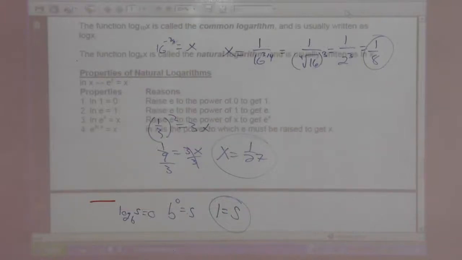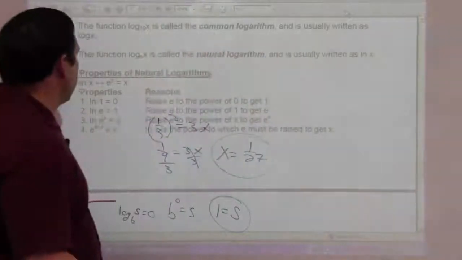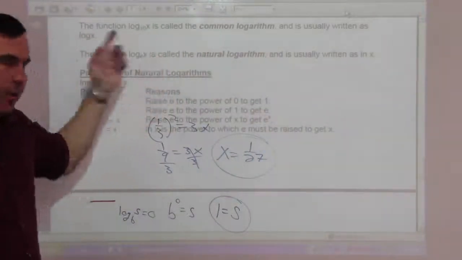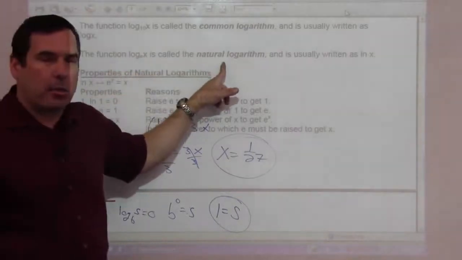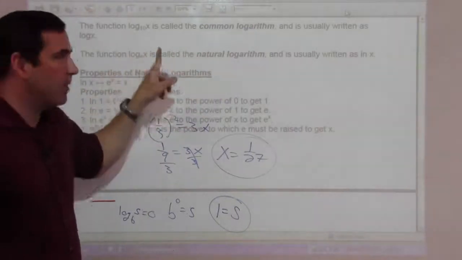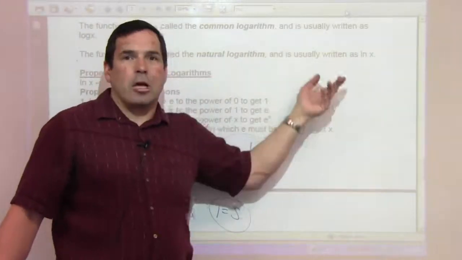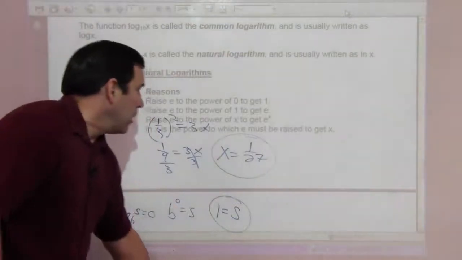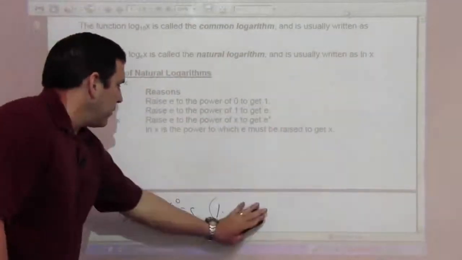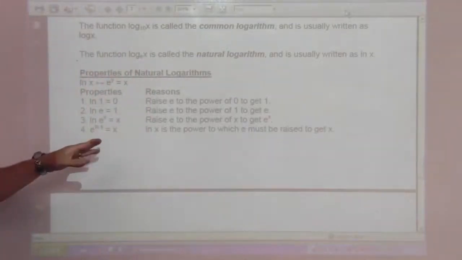The function log base 10 of x is called the common log, and it's usually written as just log with nothing down there. And that's on most calculators. The function log base e of x is called the natural logarithm. This is the most commonly used one. It's seen on the calculator with an ln. I know natural log should be nl, but they do ln of x. So just be aware of that. And this is the one that you're going to find readily available on your calculator main screen probably.